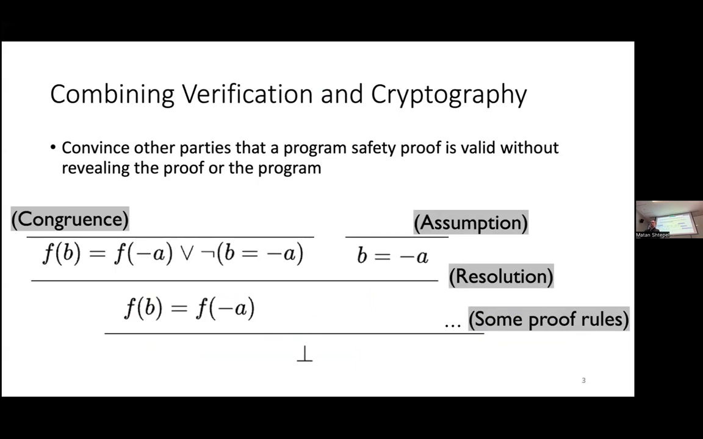Cryptography enters the picture when we want to convince other parties that a program safety proof is valid without revealing the proof or the program, in case there's some sensitive intellectual property in the code that we want to keep secret from those other parties.